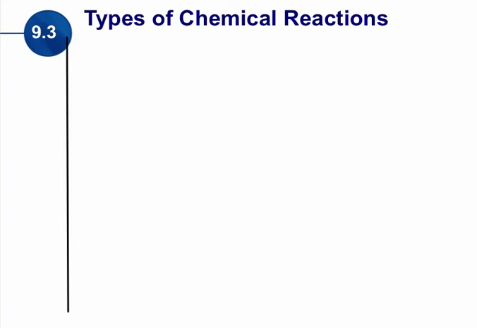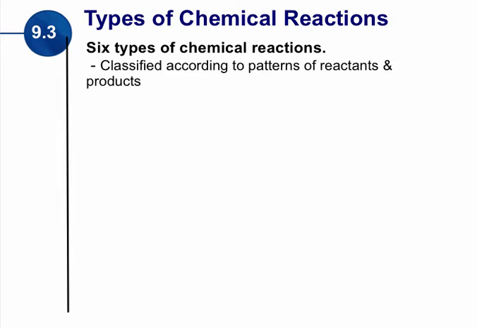So let's now look at the types of chemical reactions. Because when we're looking at chemical reactions, there are 6 major types of reactions that we're going to look at. These 6 types of reactions come from the patterns associated with the reactants and the products. So we're going to study these patterns to be able to predict our product.